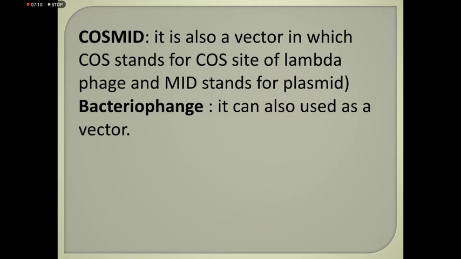Cosmid is also a vector in which cos stands for the cos site of lambda phage and mid stands for plasmid. That means it is the collaboration of both lambda phage and plasmid. Then bacteriophage that we discussed earlier can also be utilized as a cloning vector. But the most commonly used vectors are plasmids.